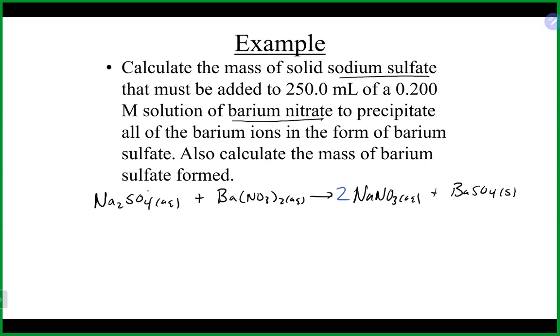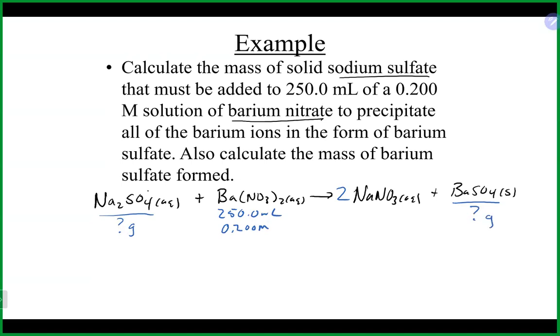All right, so now we got the equation, which is always the first part of any stoichiometry problem. We want to see what they gave us. They gave us that we are going to be using 250 milliliters of 0.2 molar barium nitrate, and we want to know how much sodium sulfate. We actually want to know the mass of it, and we also want to know at the end the mass of this guy that is formed.